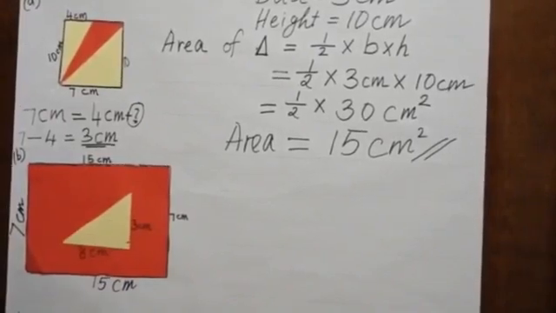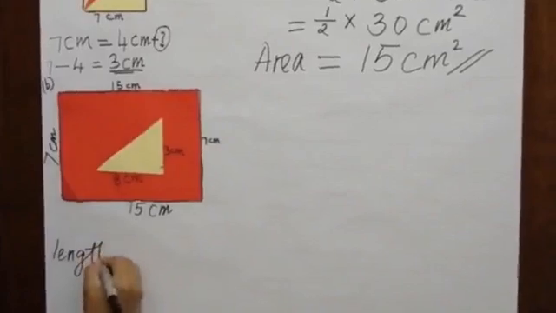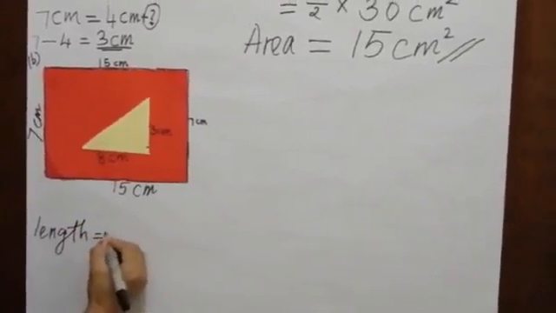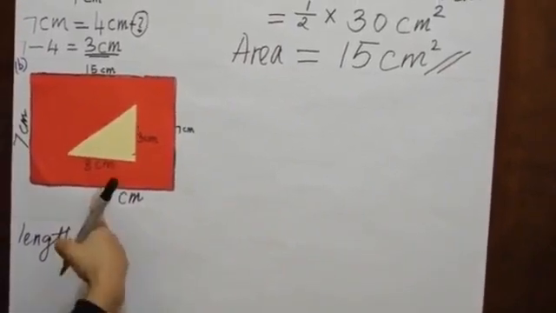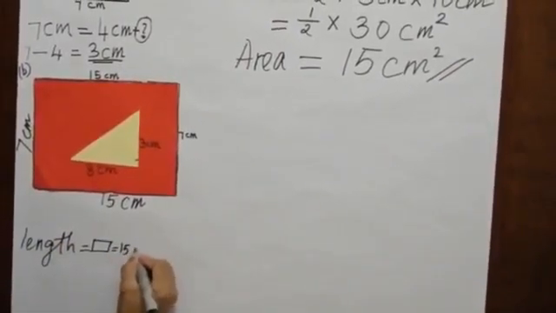So length is equal to, length of what? Triangle. Okay. Equals 15 centimeter.